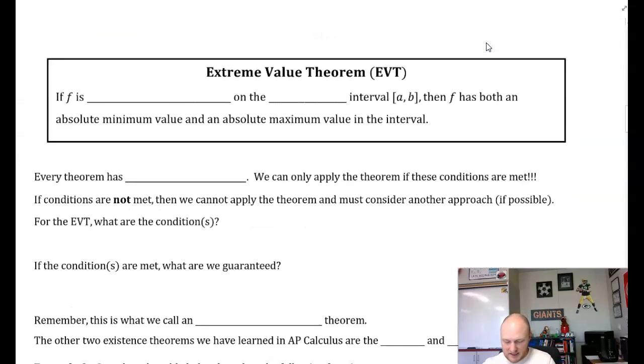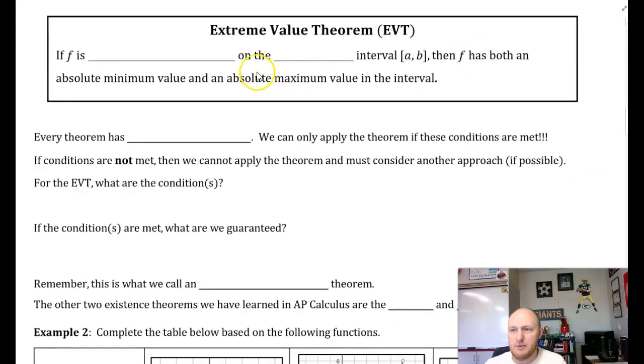Well, this is going to lead us into the extreme value theorem, also known as the EVT. So if f is continuous on the closed interval a to b, then f has both an absolute minimum and an absolute maximum value in the interval.